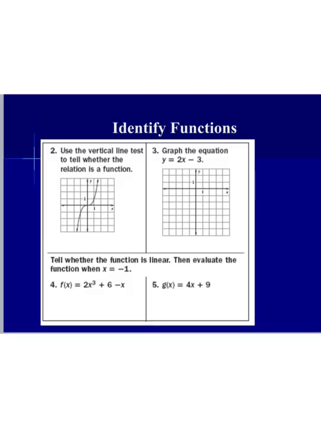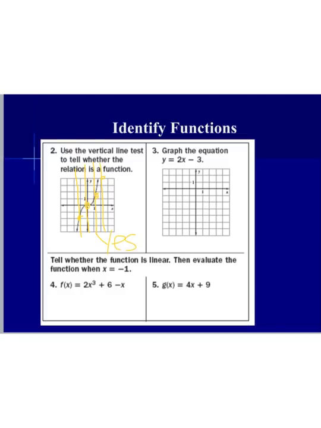Okay, so let's look through a couple more examples. The first one says use the vertical line test to tell whether the relation is a function. So the vertical line test, I told you before, is drawing vertical lines and making sure that none of them cross at more than 1 point. So this one crosses at 1 point, 1 point, 1 point, 1 point, and you can see that this is a function.